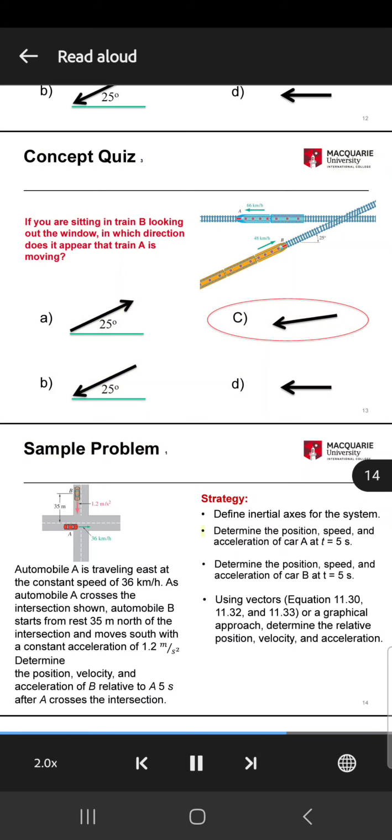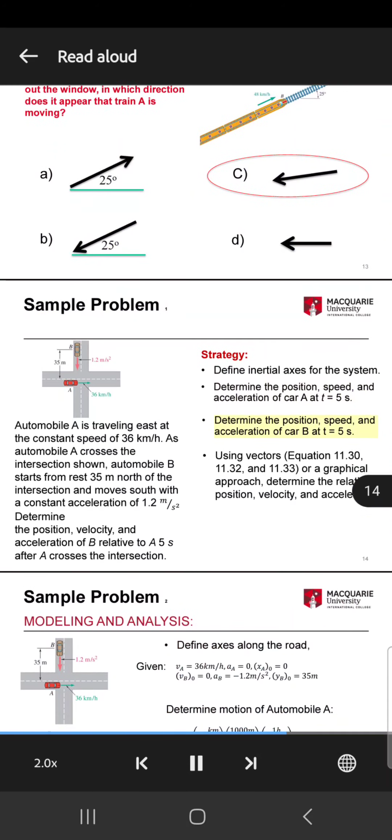West. Sample problem 1. Determine the position, speed, and acceleration of car A at t equals 5 s. Determine the position, speed, and acceleration of car B at t equals 5 s. Using vectors, equations 11.30, 11.32, and 11.33, or a graphical approach, determine the relative position, velocity, and acceleration. Sample problem 2. Define axes along the road. Given. Determine motion of automobile A.